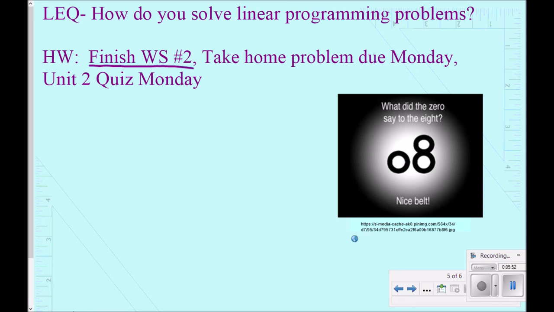So reminder that next class you do have a take-home problem due, and you do have a quiz on the topics that I just showed you. And whatever of the problems on worksheet 2 you did not finish in class, they are assigned for homework as well.